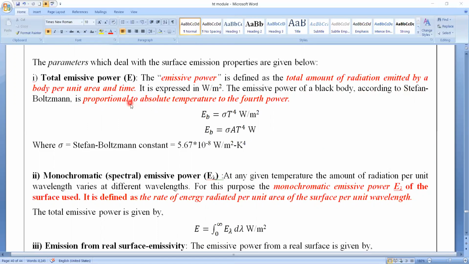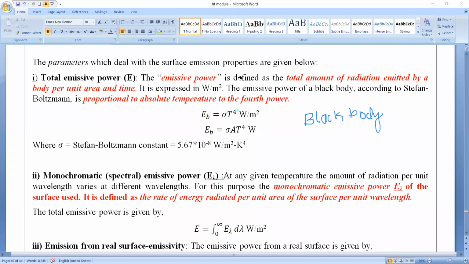Remember students, the emissive power of a black body. Black body is a very important term as far as thermal radiations are concerned. We'll define what we mean by black body. For the time being, just remember the emissive power of a black body is proportional to the fourth power of the absolute temperature. The emissive power is designated by capital E, and for the black body we take E suffix B.